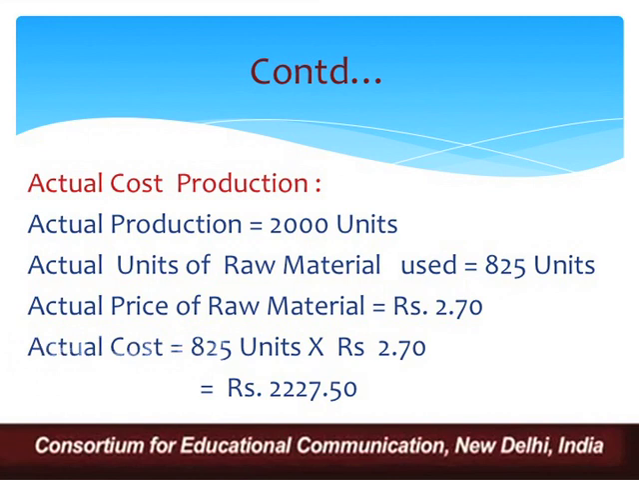The next step is computation of actual cost, so that we can compute the variances. Material cost variance, actual cost of production. Actual production is given, 2000 units. Actual units of raw material used, given in the question, is 825 units. Actual price of raw material given in the question is rupees 2.70. Since we are provided with both the components, that is actual units of material consumed along with the actual price of raw material, we have to simply multiply. The actual cost comes to be 825 units into 2.70, and the value becomes 2227.50. So in this way we have got the actual cost as well.